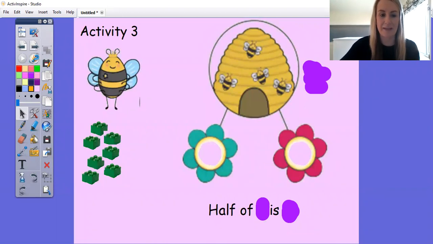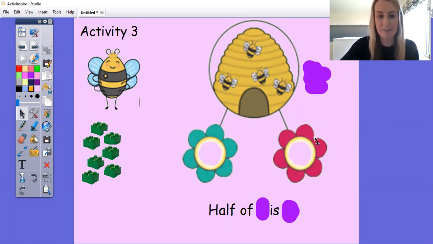So for activity number 3, you'll see there's a worksheet alongside this on the class website if you'd like to use it. And there is a queen bee buzzing around. What the queen bee wants to do is to find half of the amount of bees in the hive and split them equally onto the 2 flowers. Now, if you've been learning how to find half over the last couple of days, you know that finding half means that we need to have 2 equal groups. So as you can see here, the hive has been split into 2 equal groups, 2 flowers.